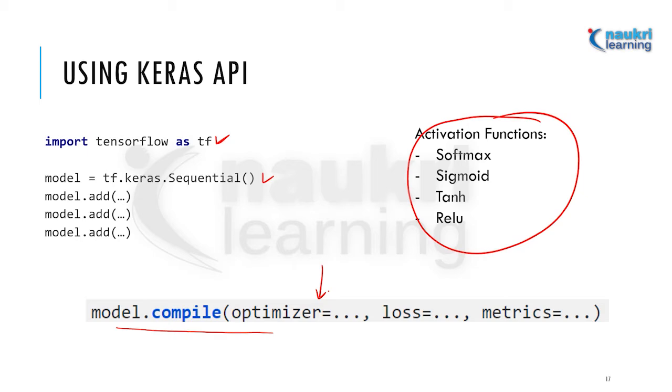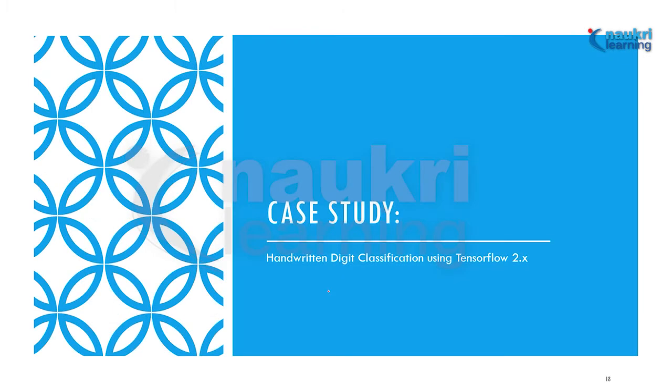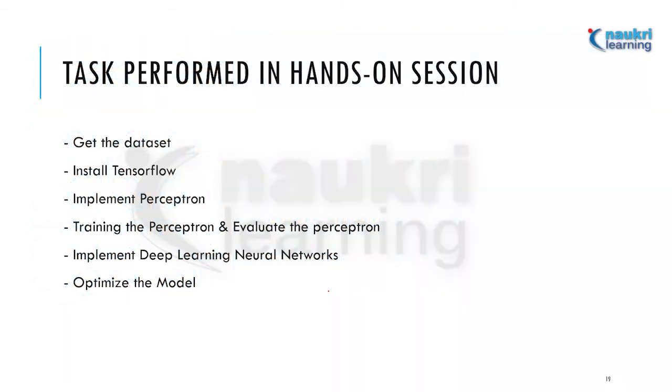Now, in order to understand everything in detail, we'll take up a case study. The case study that we are going to consider in this video is handwritten digit classification using TensorFlow 2.x. As part of this case study, we are going to perform the following tasks. We'll get the data set, we'll install TensorFlow, we'll implement the perceptron on this data set, then we'll train the perceptron and we'll evaluate the perceptron.